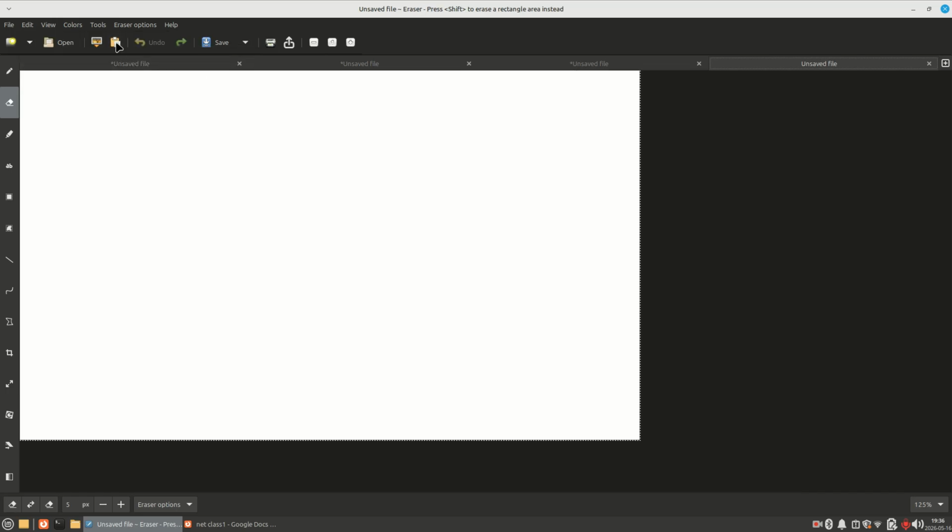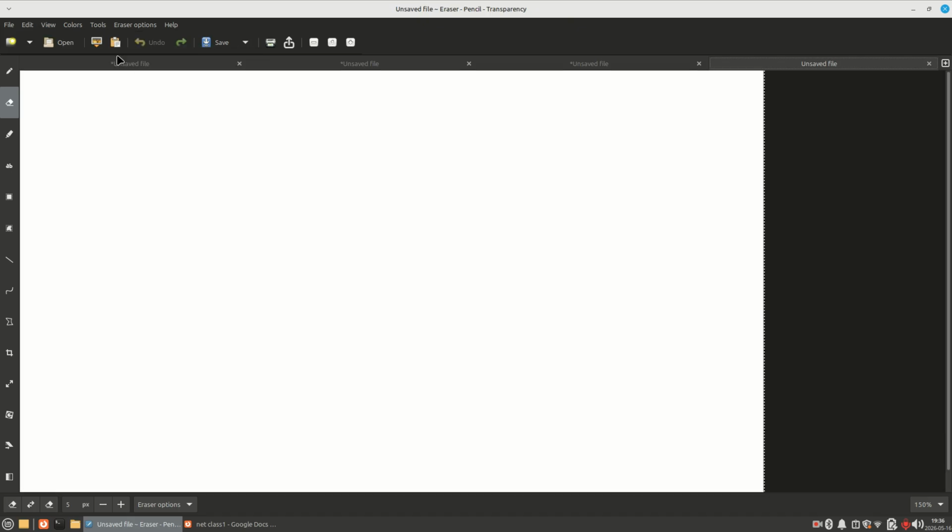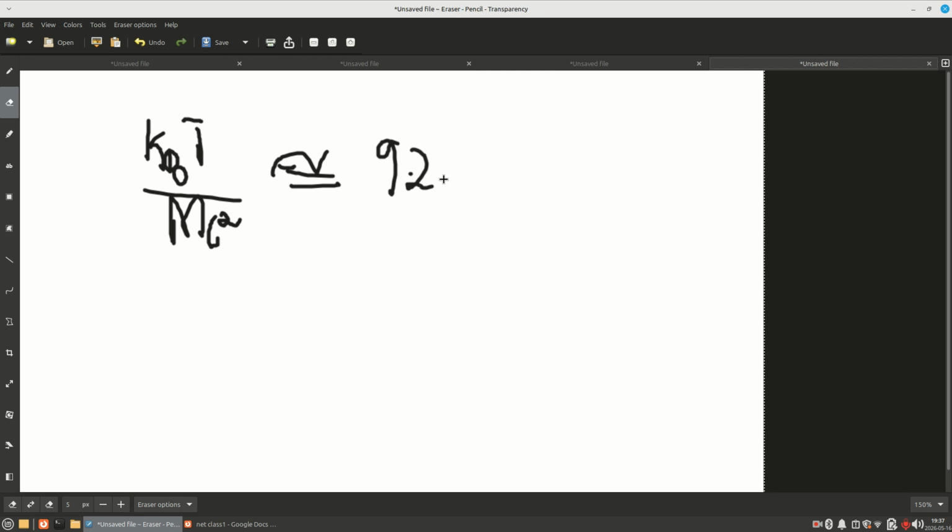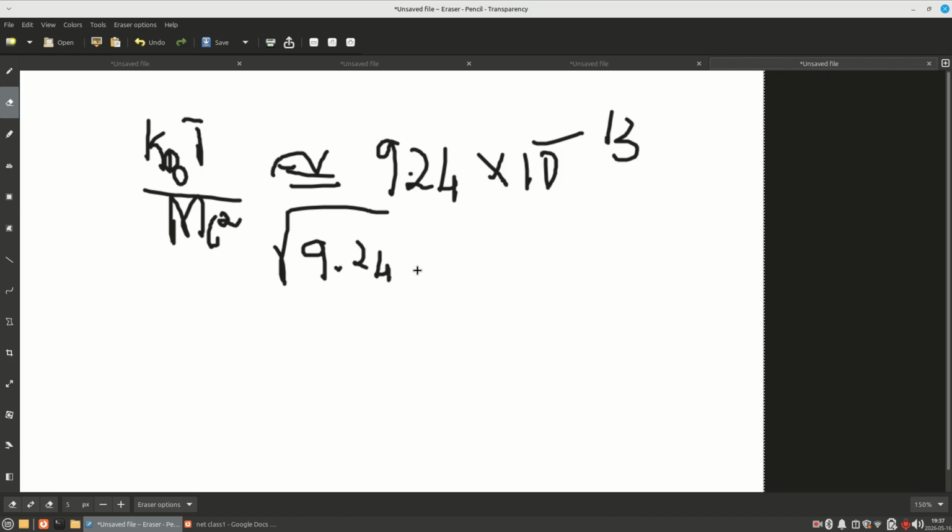I am spending quite a lot of time for a single sum, but you cannot spend this much time on a single calculation, because in the NET or GATE examinations, time is the major key to your success. The ratio between kBT and mc square is approximately equal to 10 to the power of minus 13. When we take the square root of it, it comes around 9.6 into 10 to the power of 7, which is the value we are getting right now.